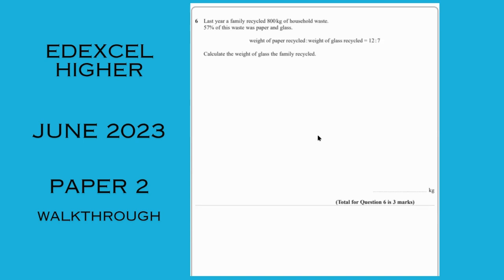Number 6. Wordy, kind of, percentages and ratio, lots going on. Last year a family recycled, so 57% of 800. So on your calc, of means times, percent means out of 100, and 800. Stick it in. So in real time, 57 divided by 100 times 800. So in other words, 456 kilograms is paper and glass.